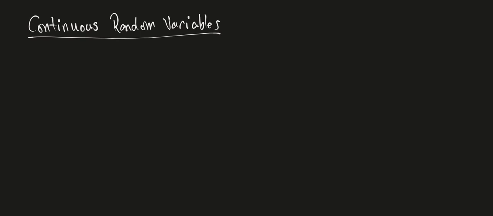Now that we have studied our discrete random variables in quite some detail, our attention must now turn to our continuous random variables. Now, we've defined continuous random variables, we've sort of given examples of continuous random variables, but we haven't really studied them in depth. Well, we're about to fix that right now.